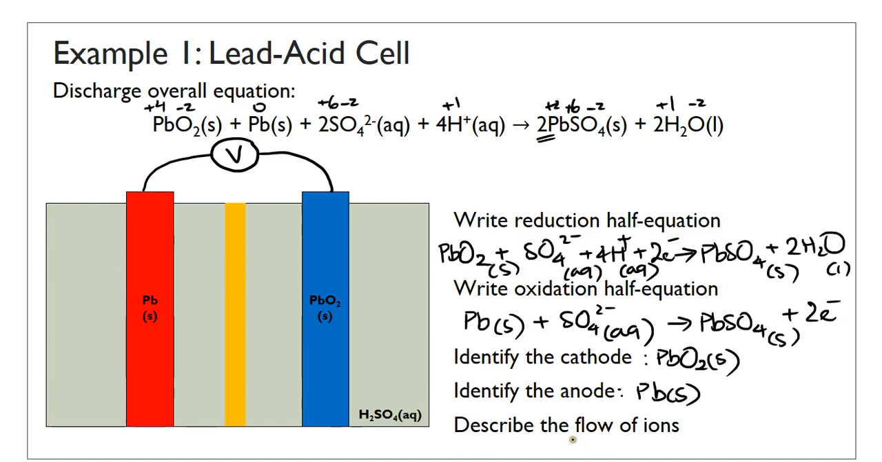Describe the flow of ions. The ions in question, I think, are H+, so they're going to flow to the cathode. So I'm just going to go H+ crosses. There is a separator, so it should be able to go through the separator. So it crosses the separator to flow to the cathode.